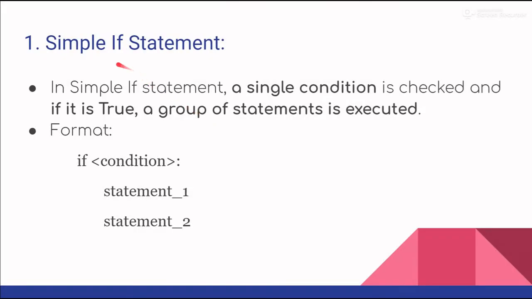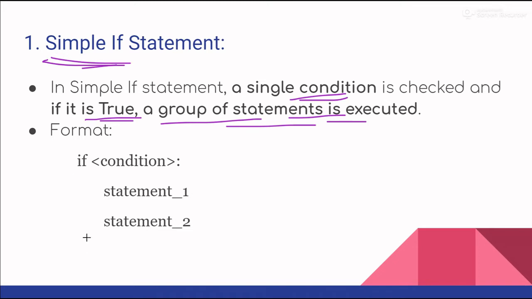The first one is the simple if statement. In a simple if statement, a single condition is checked, and if it is true, a group of statements is executed. Basically, there's a single condition, and if that condition comes out true, a group of statements is executed, and if not true, nothing will happen. So that's what a simple if statement is.